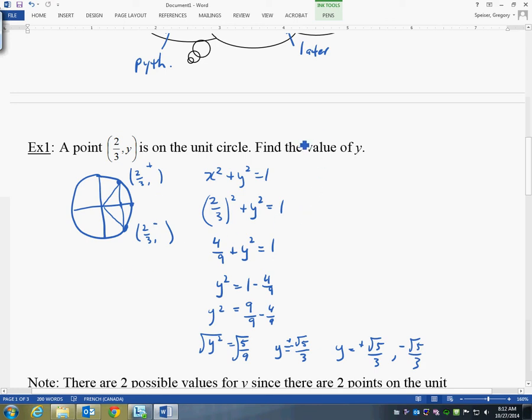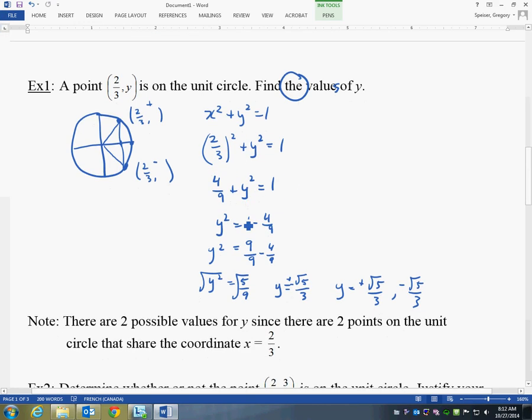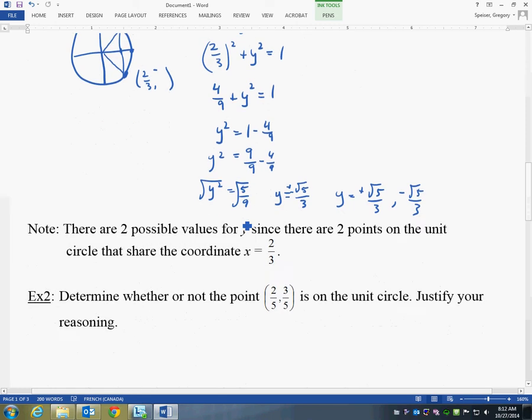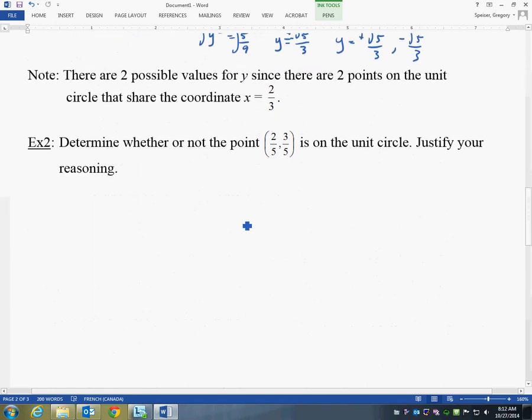So really it shouldn't say find the value, should it? Maybe it should, or find the values. Okay, we could fix it that way too. Find the values of y, because there are two values for this case. Oh, and there it is. There are two possible values for y, since there are 2 points on the unit circle that share the coordinate x equals 2/3.